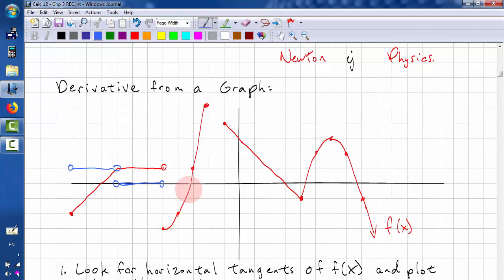Okay, this looks like a parabola. It could be a tangent function. But anyways, we're constantly going up. So the derivative is positive. So put a hole there. If it was a parabola, then this is going to be a straight line. If it's a tangent, then it's going to curve. Okay, this has a slope of -1.